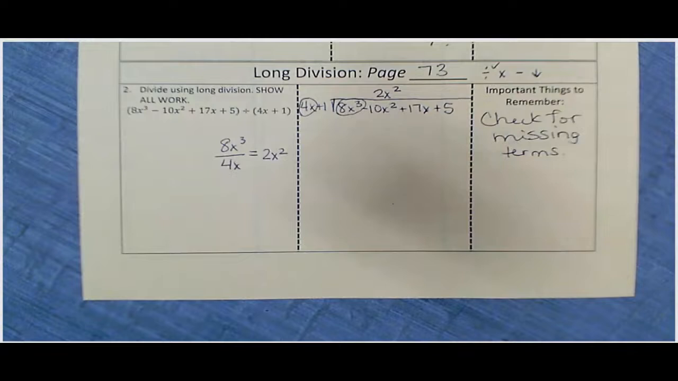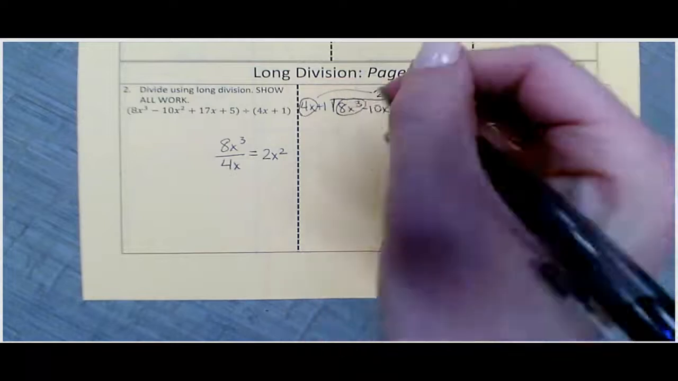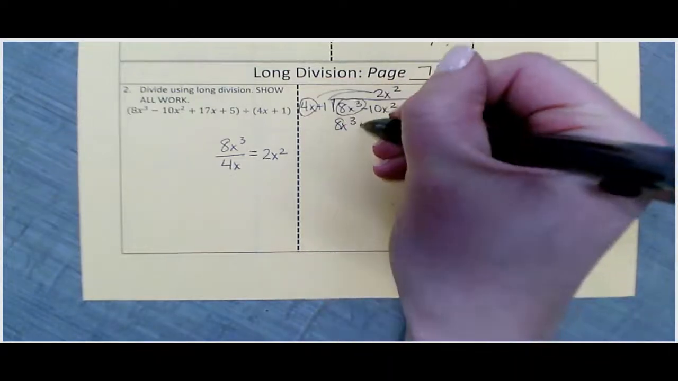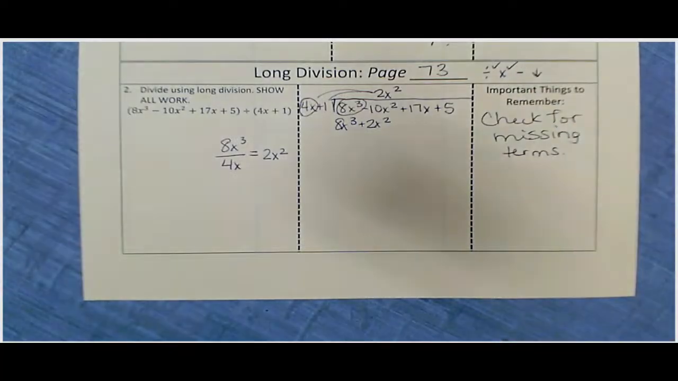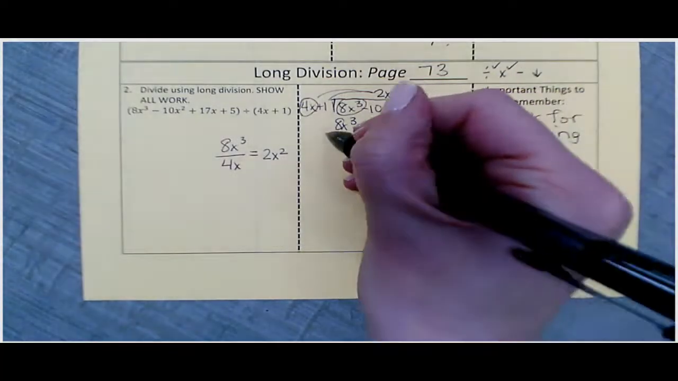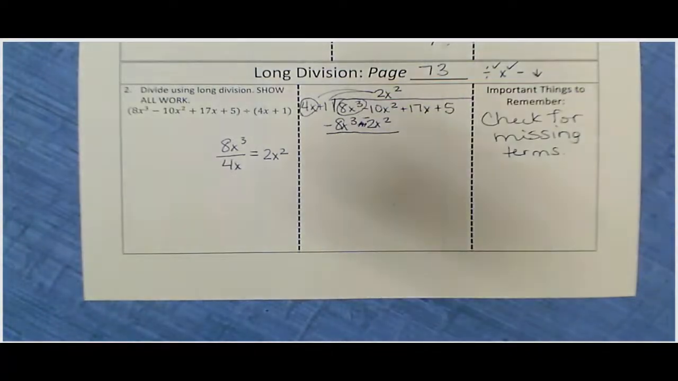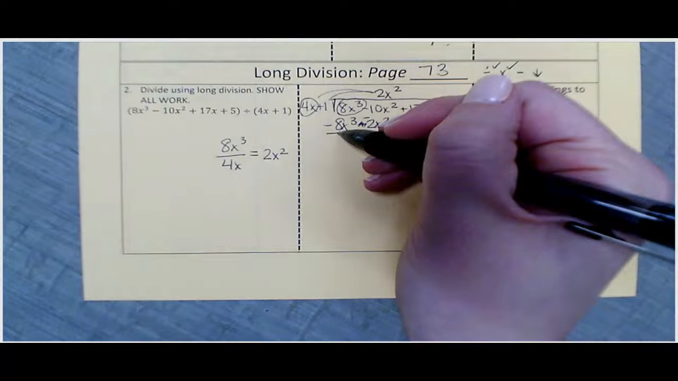I divided. I'm now going to multiply, but when I multiply, I'm distributing. So I'm multiplying 2x squared times 4x and 2x squared times 1. Now I want to subtract, so I'm going to draw the line. I'm going to change both signs. Make sure you scratch out the old one and put the new one. So these two cancel out like they're supposed to.